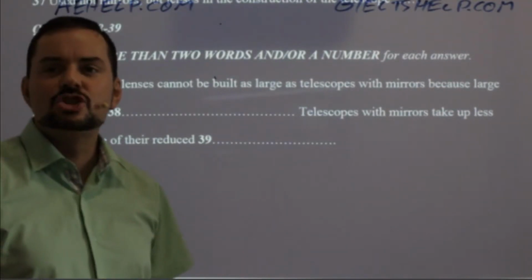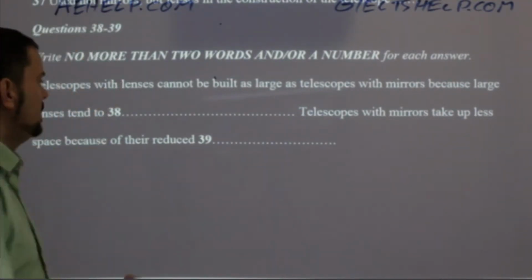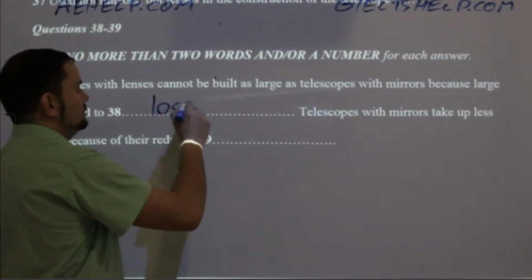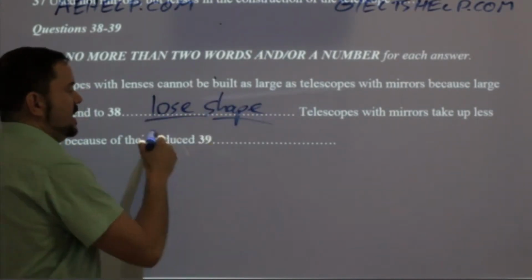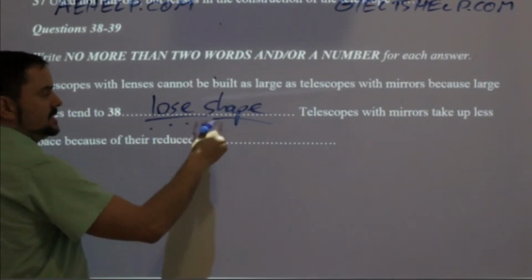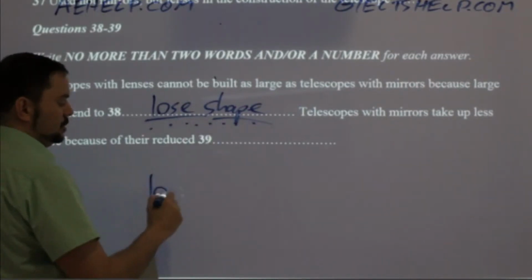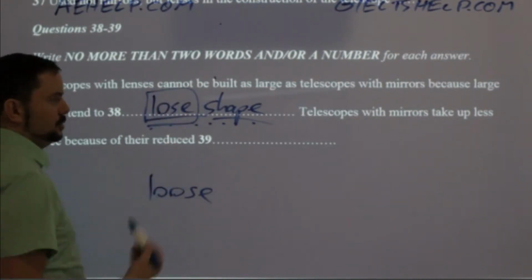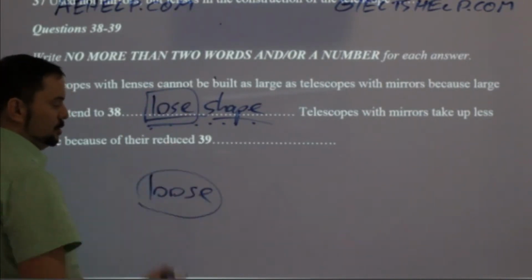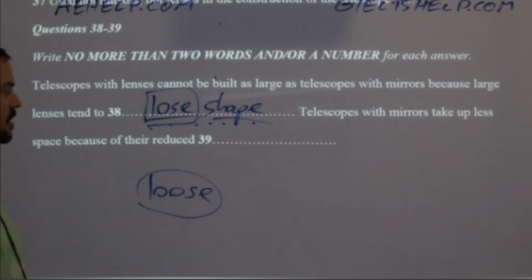Tushar says lose shape. Yeah, lose shape is okay. Okay, watch the spelling. L-O-S-E S-H-A-P-E. This is loose. This is lose. Lose, like lose your wallet. This is loose, like loose pants. They're going to fall off.